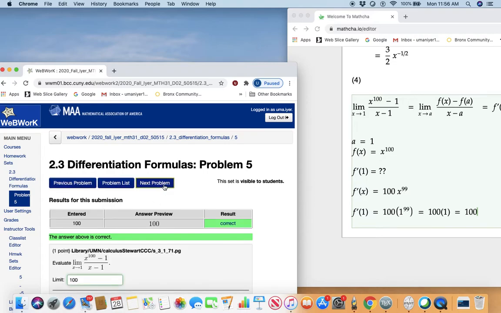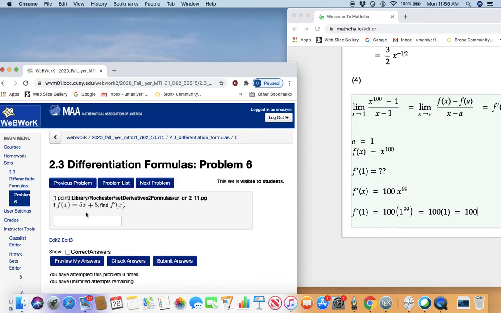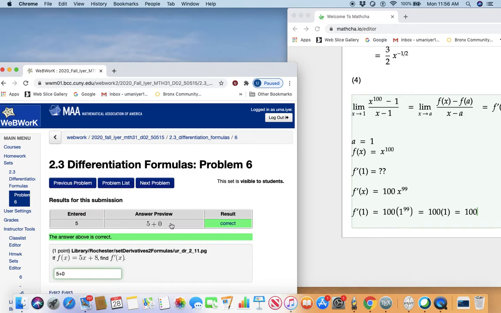All right. Next problem. Find the derivative of a polynomial. We go through each piece. The derivative of 5x is simply 5, plus the derivative of a constant, which is 0. So 5 plus 0. Next.